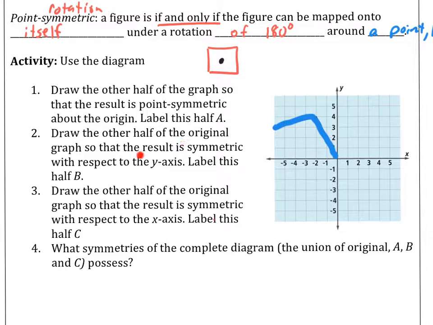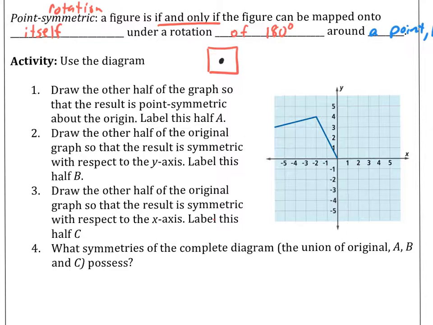Next, you're going to draw the other half so that it's symmetric with respect to the y-axis. In other words, here's the y-axis. You can reflect it on that. Next, if it were reflected this way, and then, of course, you're going to see about all of them combined, how would you describe them? So take a few minutes right now with or without your partner. Go.